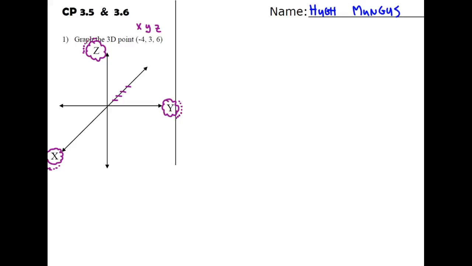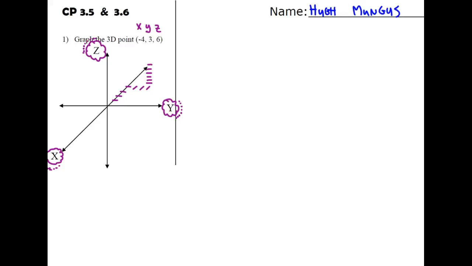All right. And then we got to go 3 in the y direction. That's going to be out this way here. 1, 2, 3. Okay. And then I have to go 6 in the z direction. That's kind of like the up. That's 1, 2, 3, 4, 5, 6. That's where this thing went.